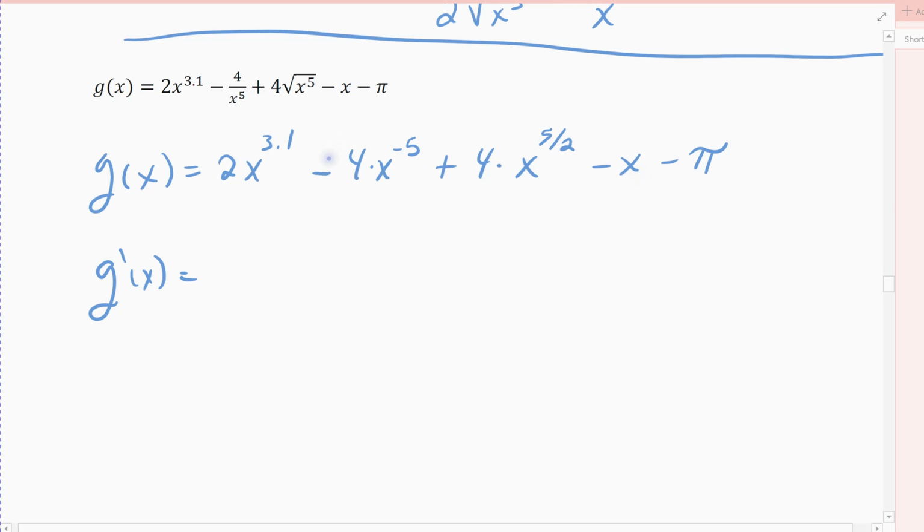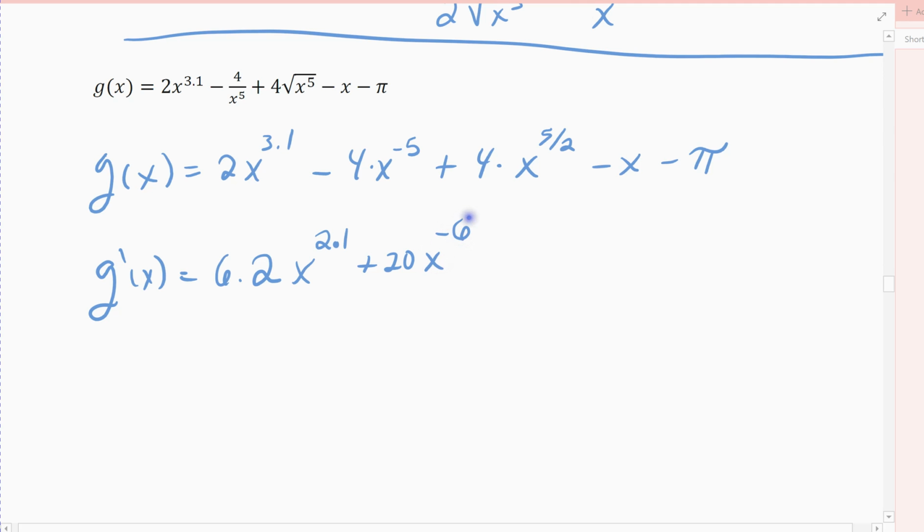Alright, so 2 would come along. I'm going to multiply by my 3.1, so when I multiply that out, I'm going to get 6.2. X raised to the 3.1 minus 1 is going to be 2.1. Alright, same thing here. My negative 4 times my negative 5 is going to come out positive 20. X raised to the negative 6.